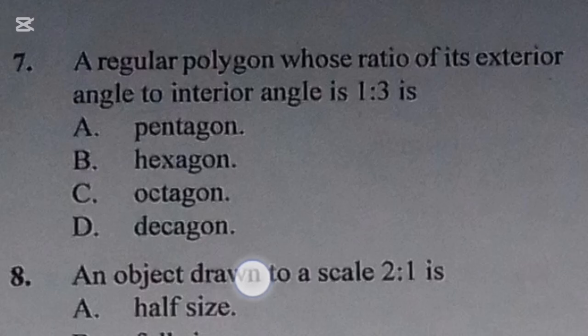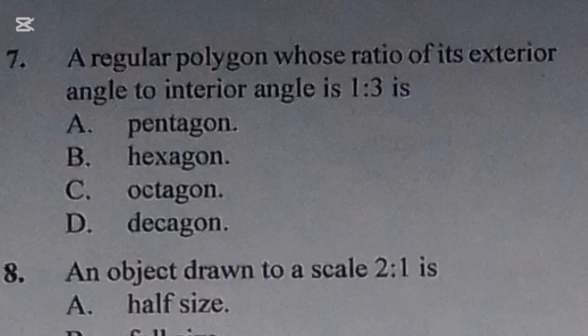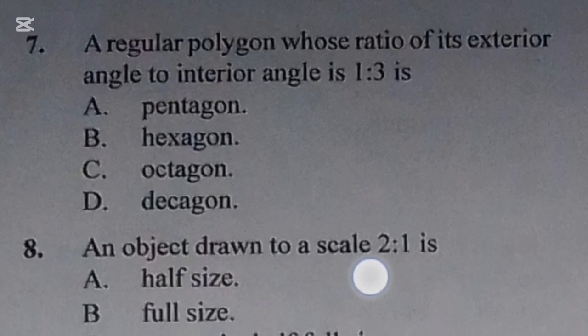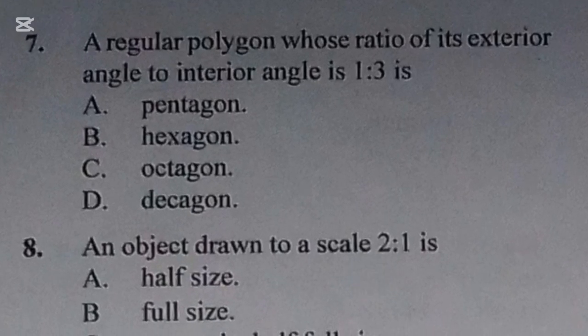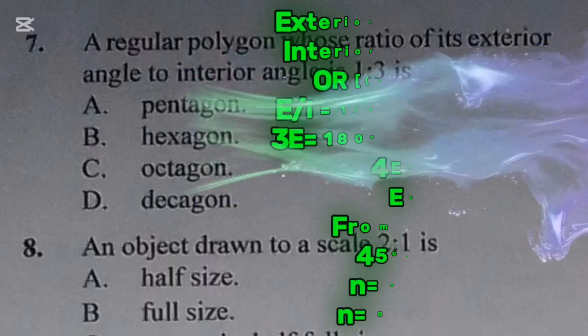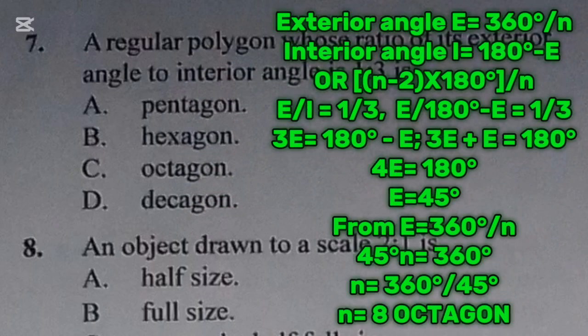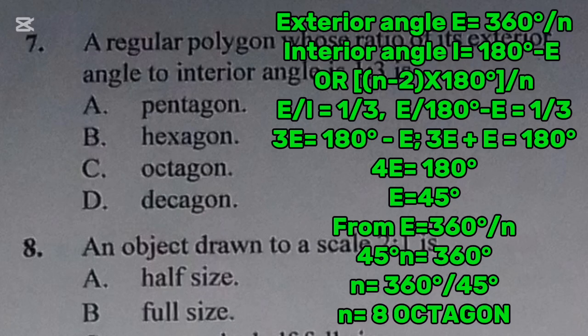Question 7. A regular polygon whose ratio of its exterior angle to the interior angle is 1:3. So we need to do a little calculation here. The exterior angle is 360 over the number of sides of the polygon. Then the interior angle is given by 180 minus the exterior angle, or better still, (n minus 2) multiplied by 180 degrees divided by the number of sides of the polygon.